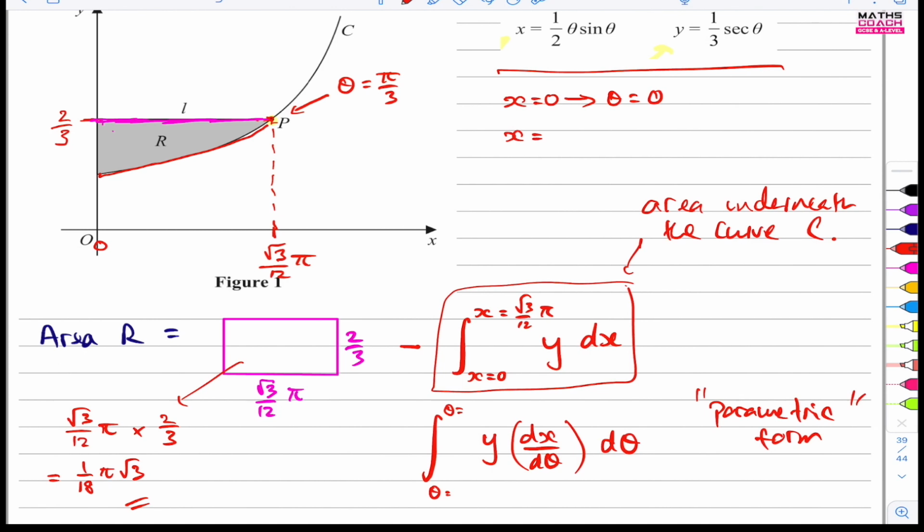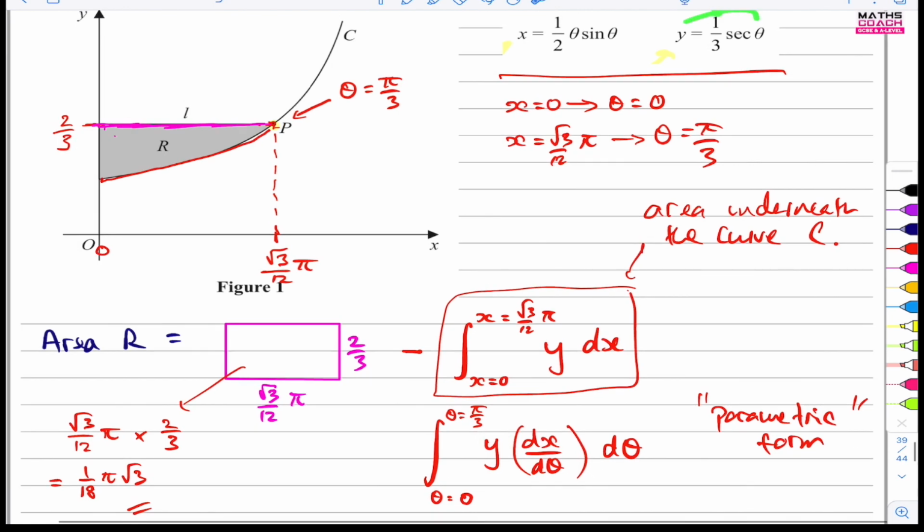And we already have the next one as well. When x equals root 3 over 12 pi, that's basically at point P, and we're given that at point P, theta is pi by 3. So here we can just take theta as pi by 3. So going back to our integration, the bottom limit would be 0 and the top limit would be pi by 3. The y part of the integration is basically 1/3 of sec. We can just substitute that in. And then dx d theta we can get by differentiating the x part.